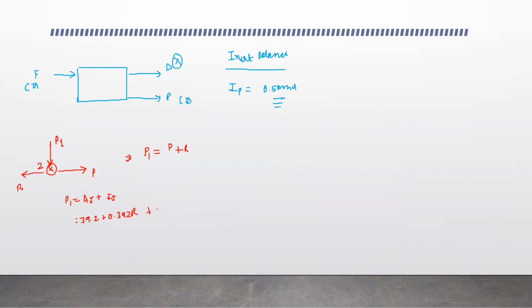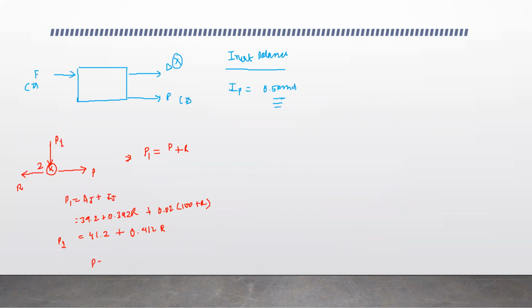So this is basically 0.02 into 100 plus R, which is 41.2 plus 0.412 R. All right, 41.2 plus 0.412 into R. This is your P1. Okay.